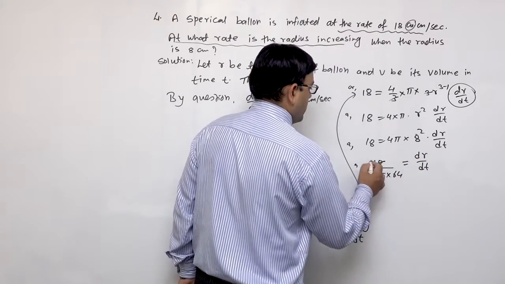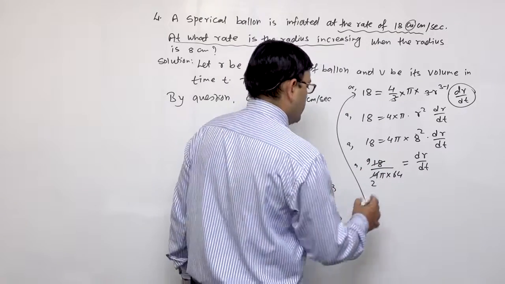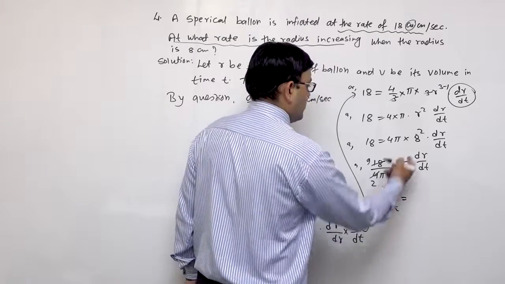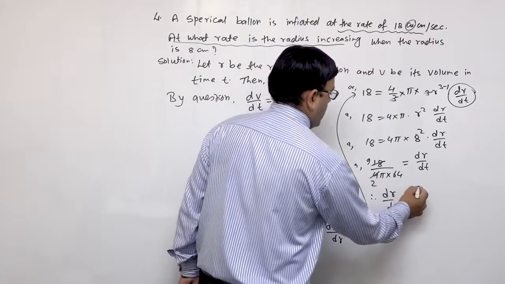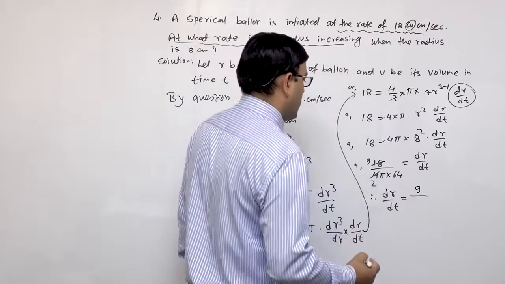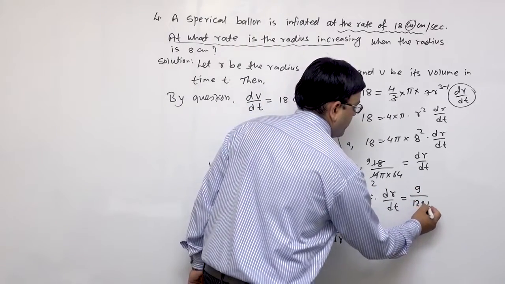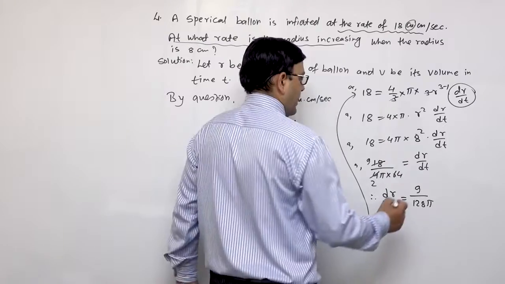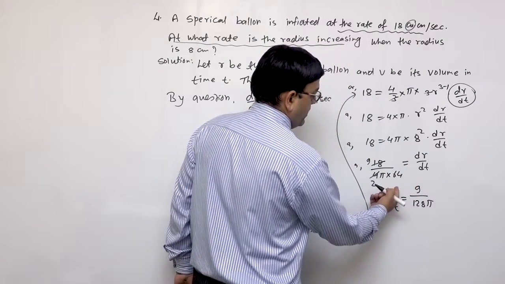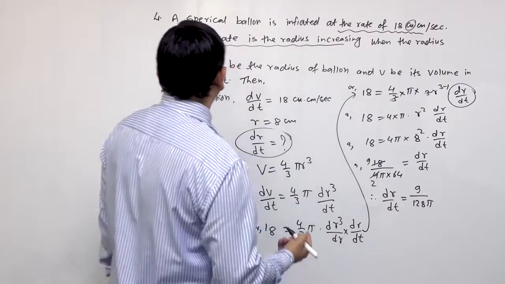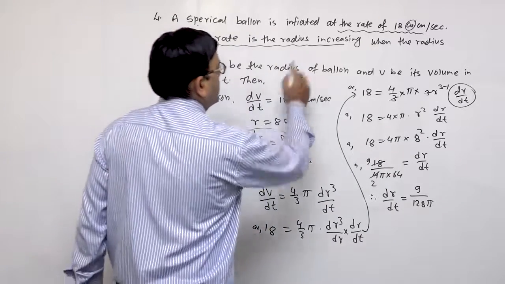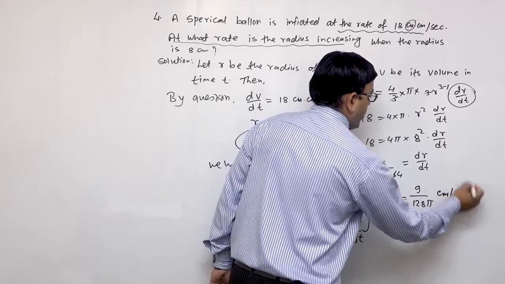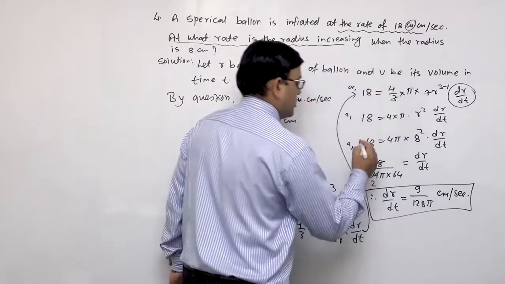So we can cut by 2 and then 9. Therefore dr by dt is equal to 9 by 64 times 2, which is 128 pi. So dr by dt is 9 by 128 pi. In our question, it asks at what rate the radius is increasing. This radius is in centimeter and the rate is per second. So this is the required answer of this question.